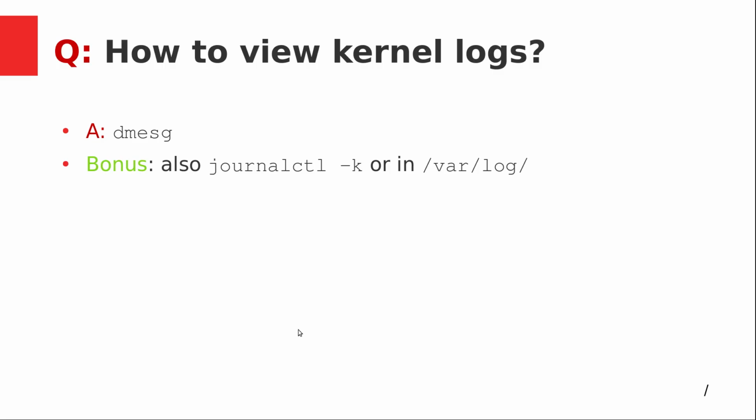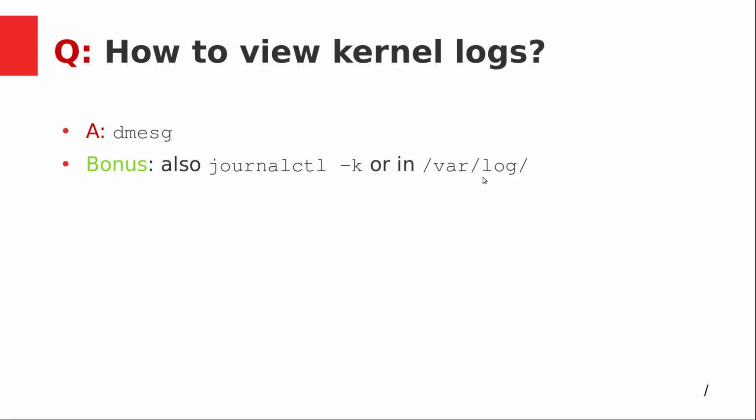How to view kernel logs? The easiest way to answer is dmesg. There are also other ways. I said bonus here: journalctl -k, and this is by the way for anything using systemd, which is most Linux distros but not all.